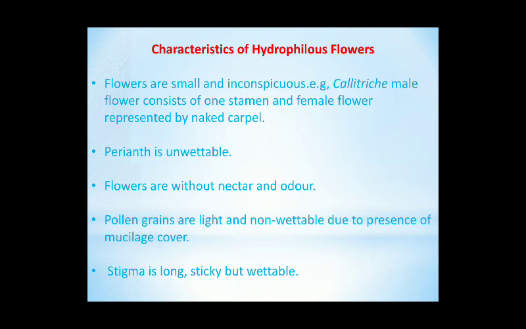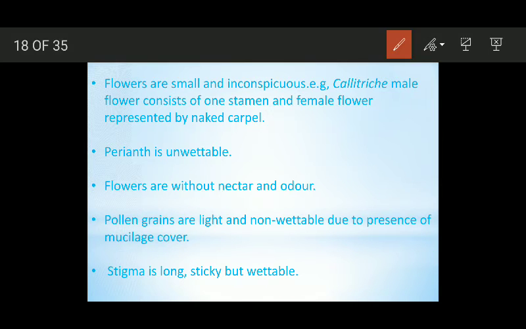Now the characteristics of hydrophilous flowers. The flowers are small and inconspicuous. For example, Callitriche is a plant. Its male flower consists of just a single stamen, and its female flower is represented by a naked carpel. That means the non-essential whorls in this plant species are entirely absent. There is no need to have these non-essential whorls because these flowers don't have to attract pollinators, they don't have to attract the bees, they don't have to attract the birds.